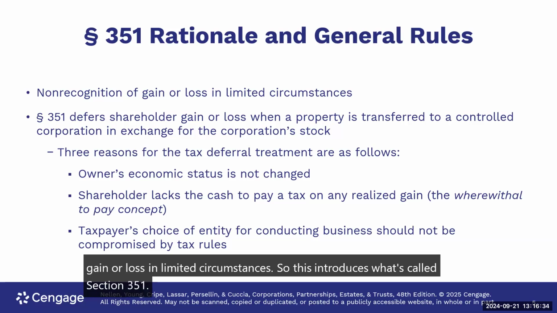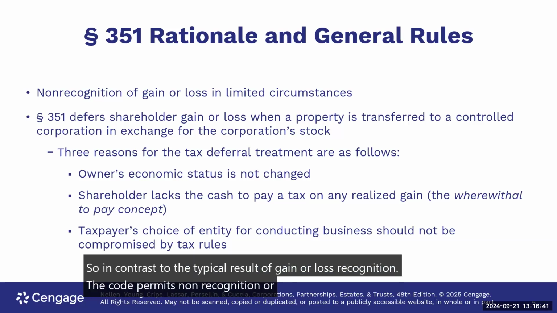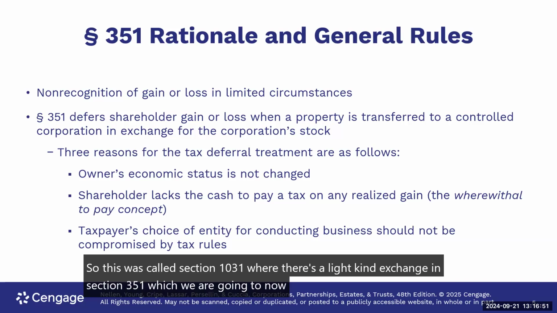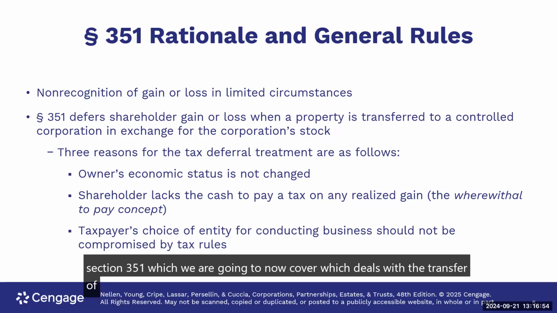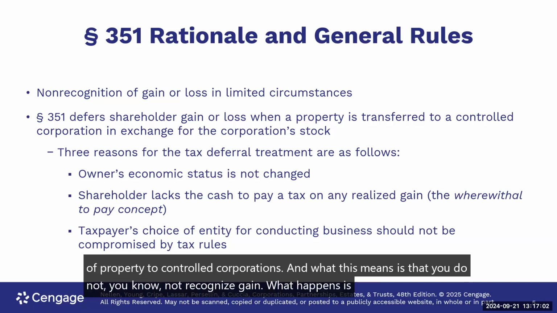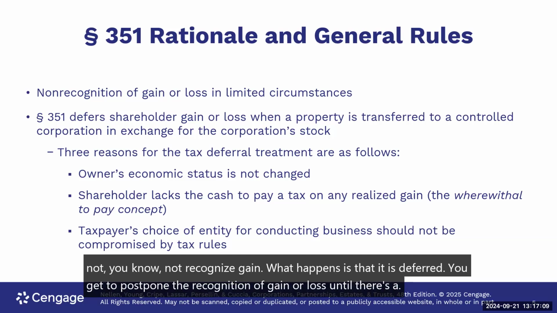In contrast to the typical result of gain or loss recognition, the code permits non-recognition of gain or loss in certain circumstances. There's Section 1031, where there's a like-kind exchange, and Section 351, which we are now going to cover, which deals with the transfer of property to controlled corporations. What this means is that you do not recognize gain. It is deferred. You get to postpone the recognition of gain or loss until there's a substantive change in the taxpayer's investment, right?